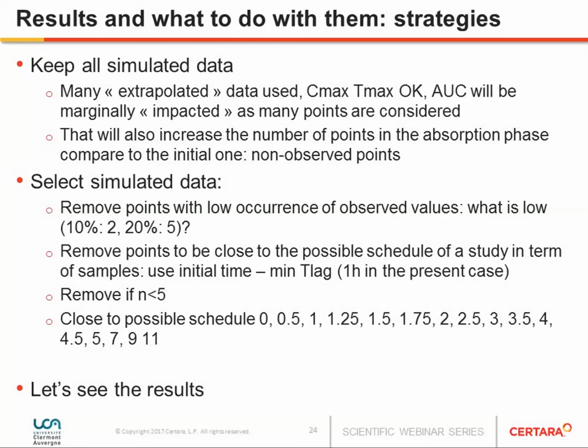You can also keep only the points close to the possible schedule. For example, something which is 0, half an hour, 1 hour, 1.25, 1.5. But in this case, your problem is that initially the sampling points were made in accordance to the possible lag time. In this case, you have also to shift the possible sampling time to be sure that you are going to capture the Cmax and the Tmax. So it's not so easy, and we are going to see now the impact of these possible selections.